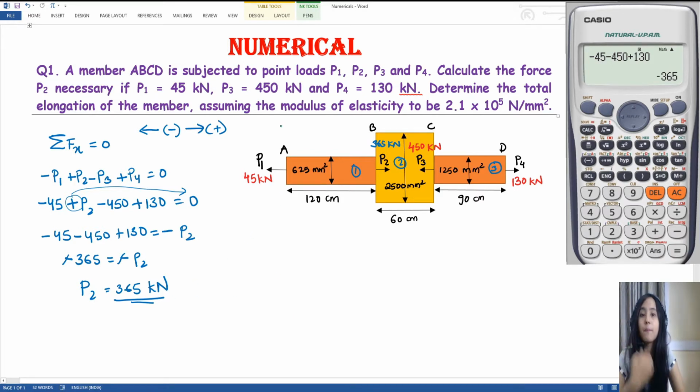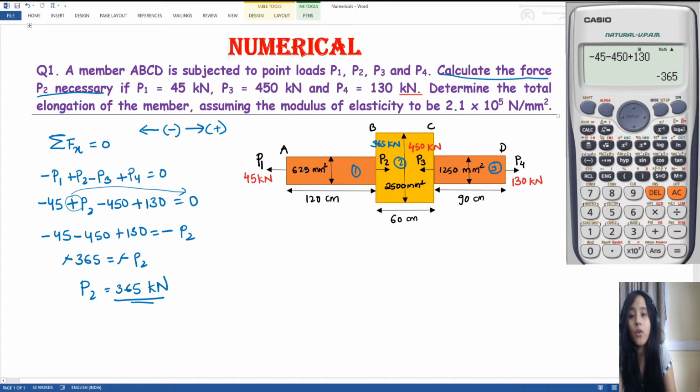The first condition for this question is over. Here it said calculate the force P2 necessary if P1 is equal to this. So the first condition is over. Now for the second one, we need to find the total elongation.